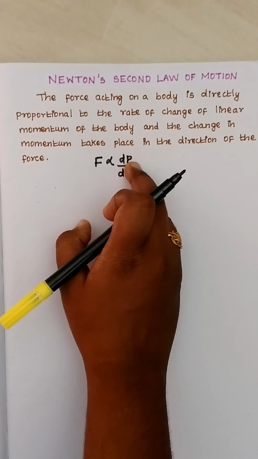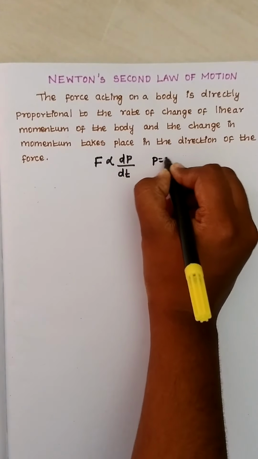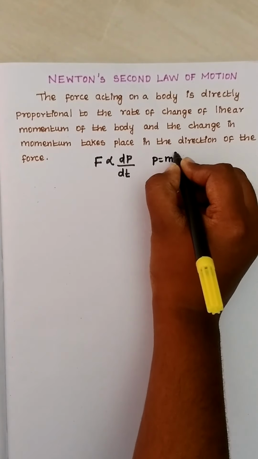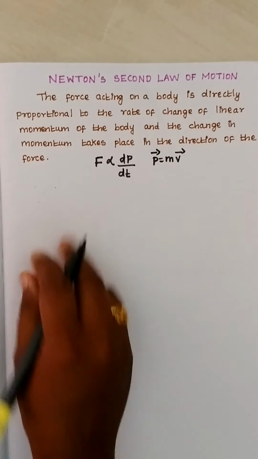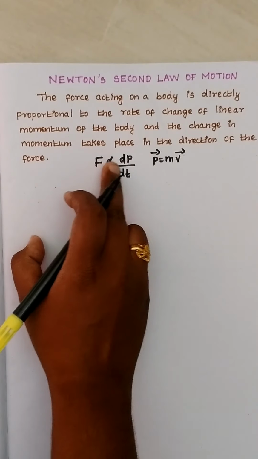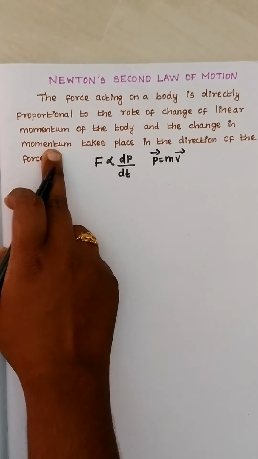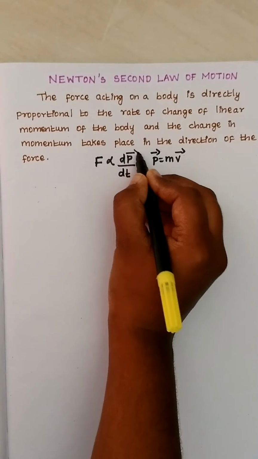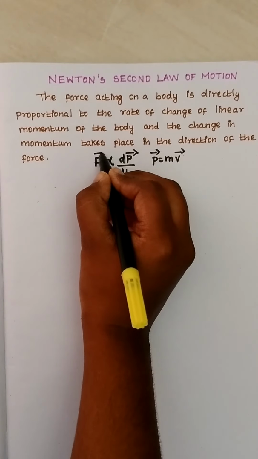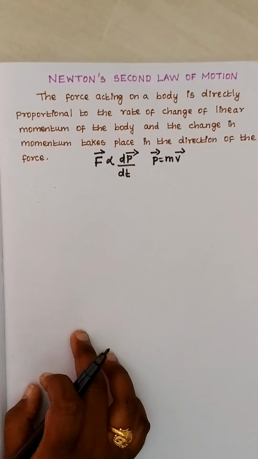We already know momentum is a vector quantity. Momentum formula என்ன? Mass into velocity. Since velocity is a vector quantity, momentum is also a vector quantity. அப்ப இங்க என்ன பார்த்தோம்? Force is directly proportional to change in momentum. So the change in momentum எப்படி நடக்கும்னா, it takes place in the direction of the force. So change in momentum takes place in the direction of the force.